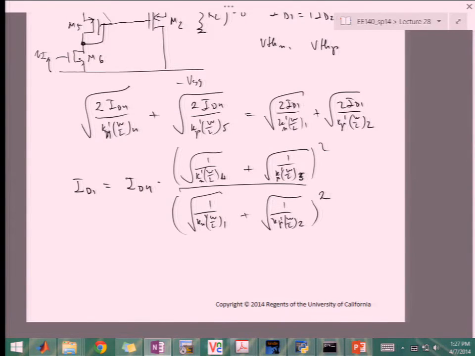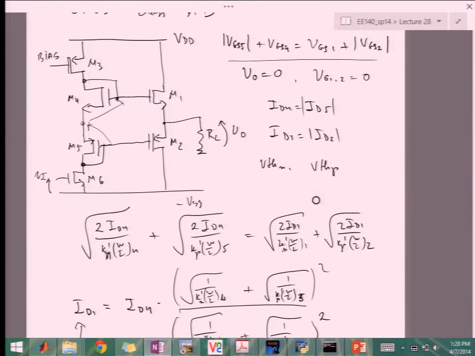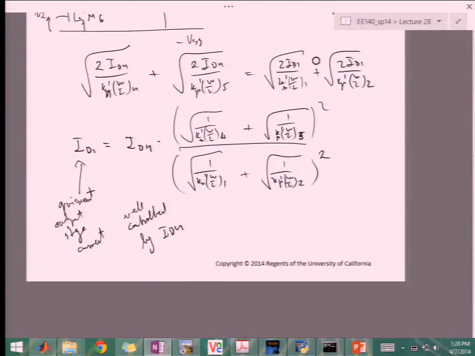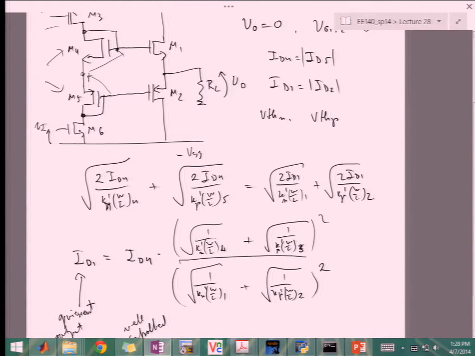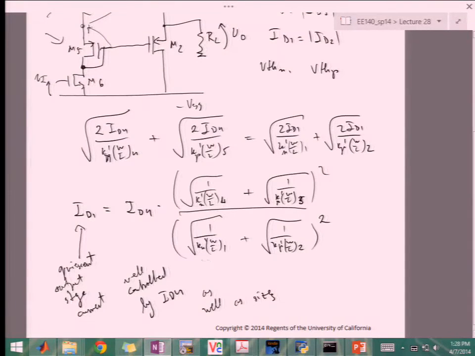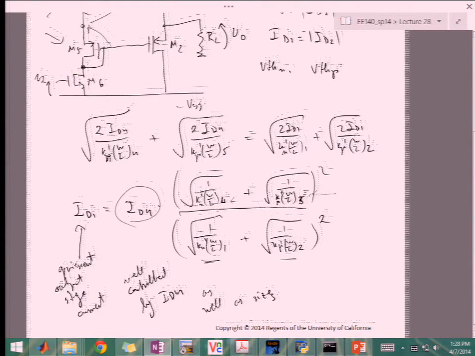So the nice thing about this is that this output current, which is your quiescent output stage current, is well controlled by ID4, which is what we set through the bias, as well as sizes that we dial into W over L4 and W over L5. So for a given size that we want here, we can amortize the amount of current that we're burning in the pre-driver stage with the area that we're consuming for the two transistors. Okay.